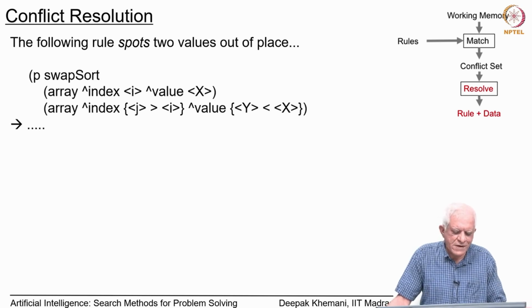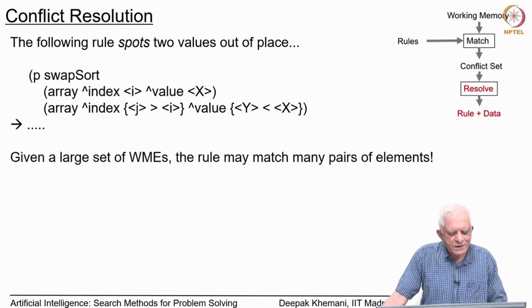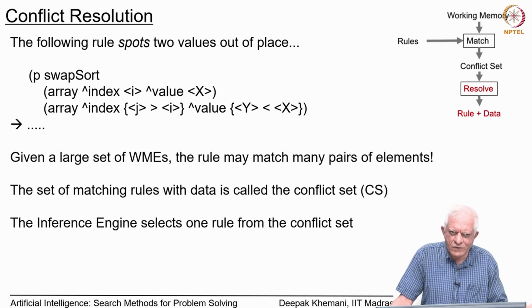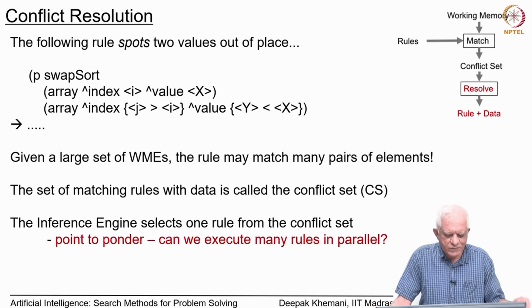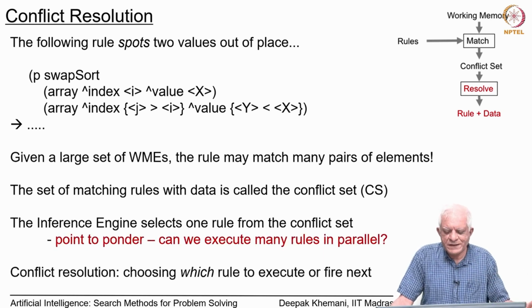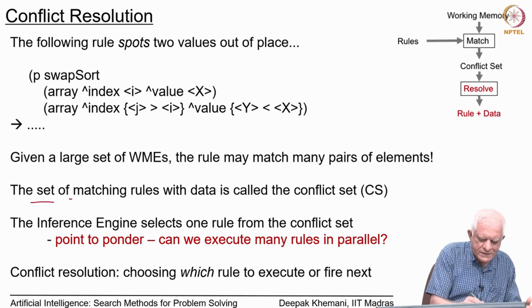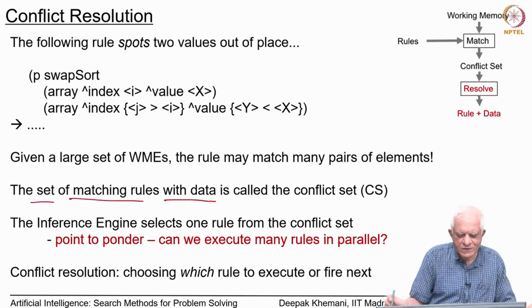This is the same swap sort rule that we have been talking about. It basically spots 2 values which are out of place and says that it is time to swap them. Now, if there is a large set of working memory elements, in the example we saw there were only 4, out of which 3 were ready to be swapped. The rule may match many pairs of the elements. And as we have said, a set of that kind of matching rules with their data is called the conflict set.